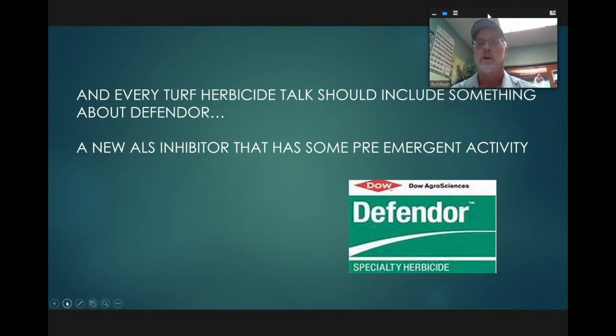And so Dow, and now they call themselves Corteva, but when they were Dow, they came out with this material, and it's very good at controlling dandelions, both as a post-emergent and a pre-emergent. If there's other weeds on the site, you're probably going to want to mix it with something else, but you can indeed get season-long pre-emergent activity with an application of Defender on the lawn, and that's important.